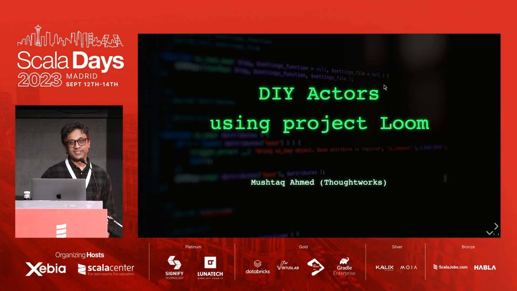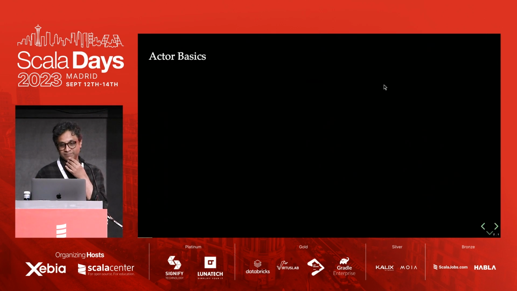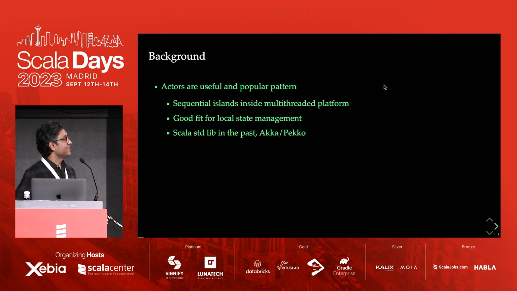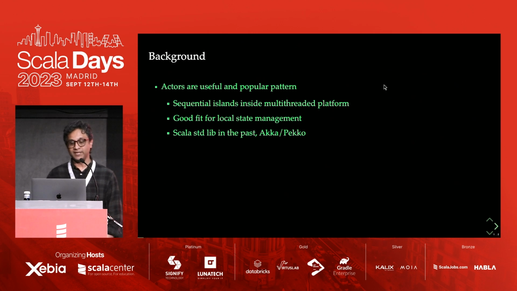Okay, so the title is DIY, Do-It-Yourself Actors using Project Loom. And a little bit of background. Actors are a very useful and popular pattern, especially because it allows you to work on a multi-threaded platform, but treat your code like a sequential island. And because of that, you can freely mutate local state.